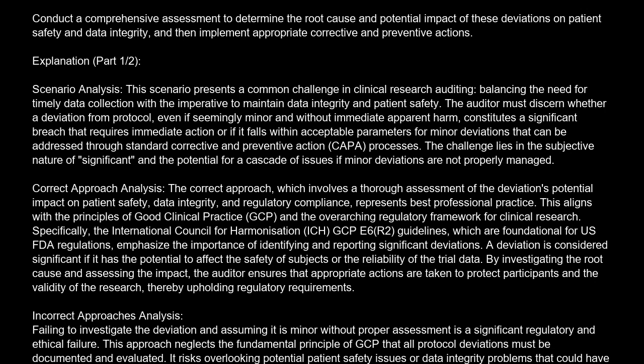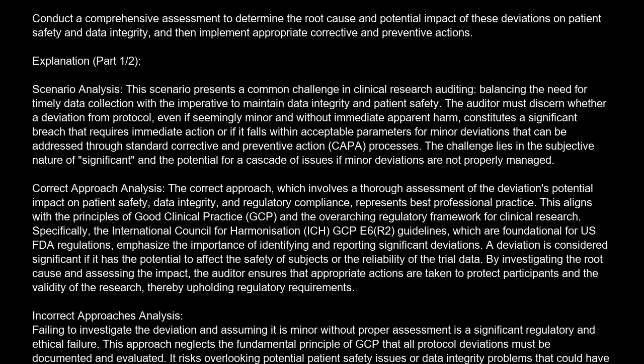Conduct a comprehensive assessment to determine the root cause and potential impact of these deviations on patient safety and data integrity, and then implement appropriate corrective and preventive actions. Explanation. Scenario analysis. This scenario presents a common challenge in clinical research auditing, balancing the need for timely data collection with the imperative to maintain data integrity and patient safety.